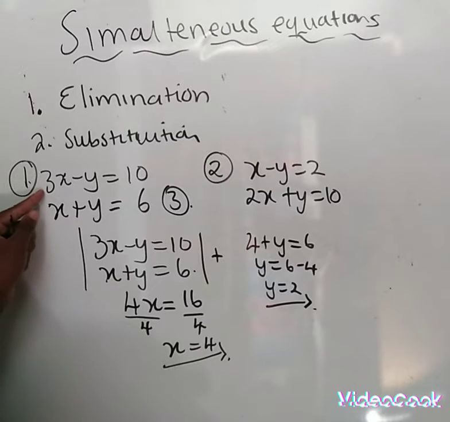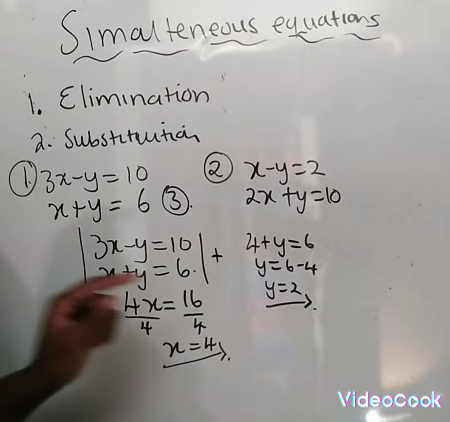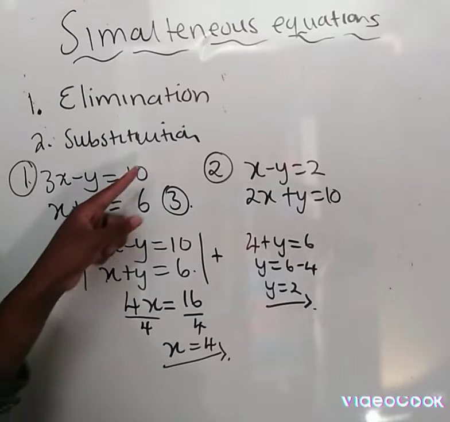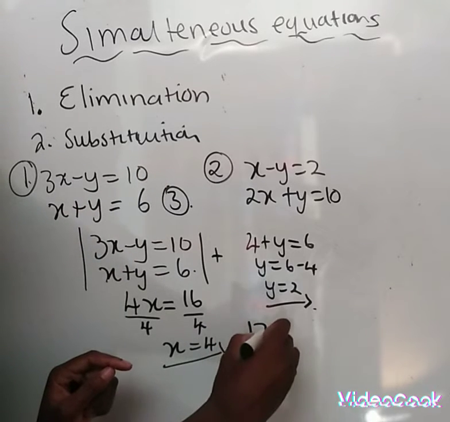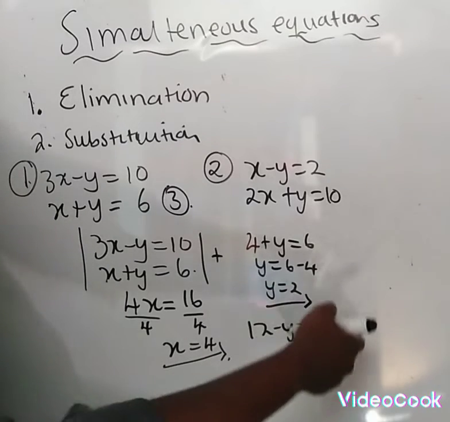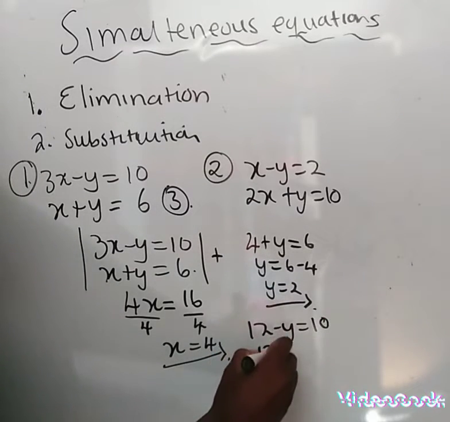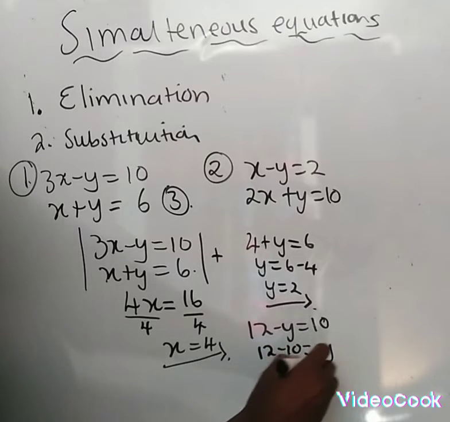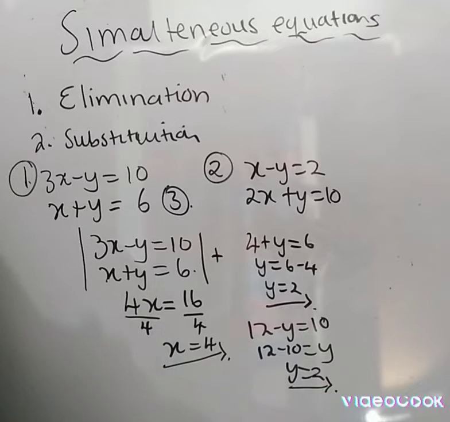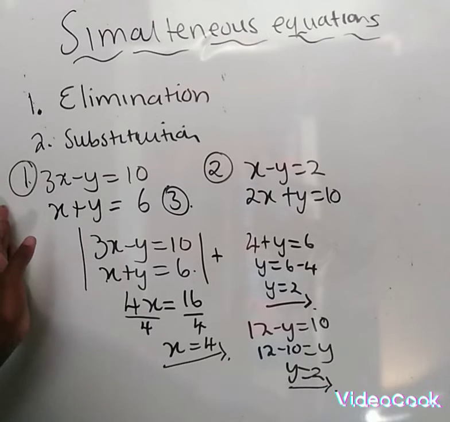Even if you choose to use this first one, you're still going to get your value for y as a 2. Let's do that. In place of x, we'll put a 4, right? So 3 times 4 is a 12. 12 minus y is equal to 10, right? We end up having a 12 minus y is equal to a 10. We want the value of y. Let's take y to the other side and bring 10 here. It will be 12 minus 10 is equal to positive y. Your y will still be a 2, right? That's the elimination method, and that was our first example.